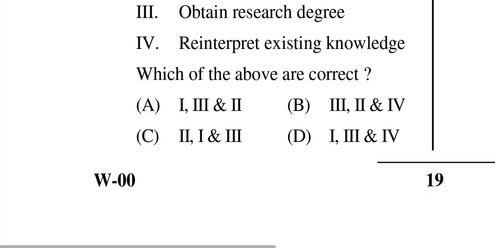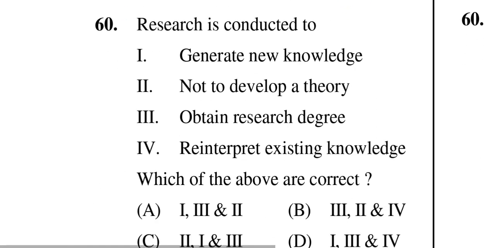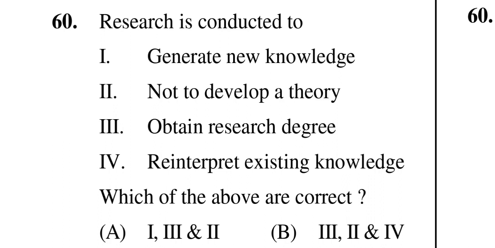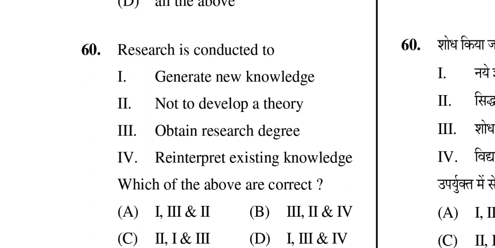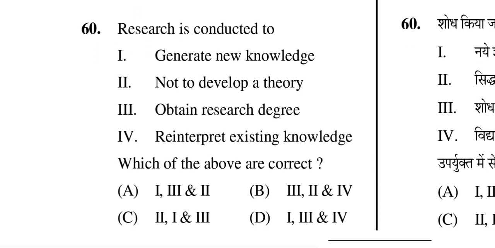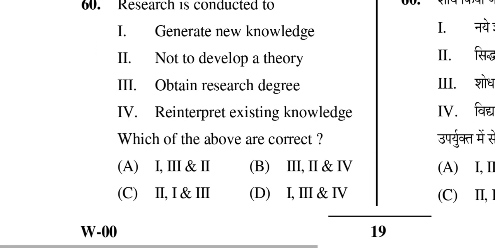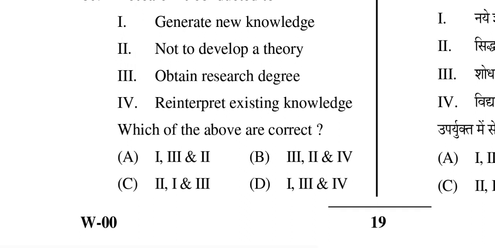Last question, number 60. Research is conducted to what? One, generate new knowledge. Two, not to develop a theory. Three, obtain research degree. Four, reinterpret existing knowledge. Which of the above are correct? 1, 3, and 2. 3, 2, and 4. 2, 1, and 3. 1, 3, and 4. What do you say? Research is conducted to 60. Research is conducted to D, that is 1, 3, and 4.